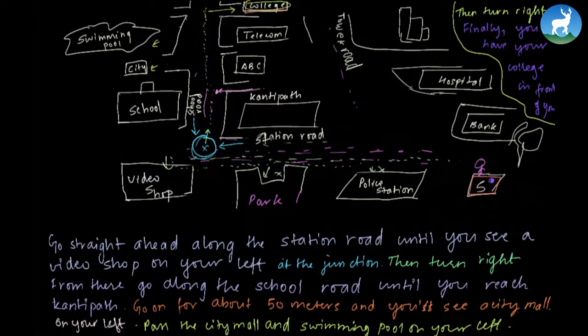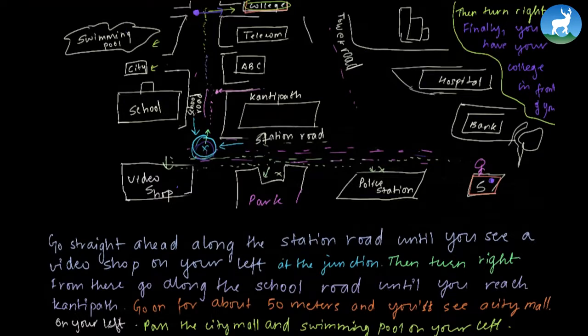So I've asked you to go straight until you see a junction and a video shop on your left, then take a right and go along the school road until you pass the city mall and the swimming pool. That means you've passed the swimming pool. So here, you should be here when you pass the swimming pool. So when you turn right, the college will be right in front of you. So this is an example of how to give directions.